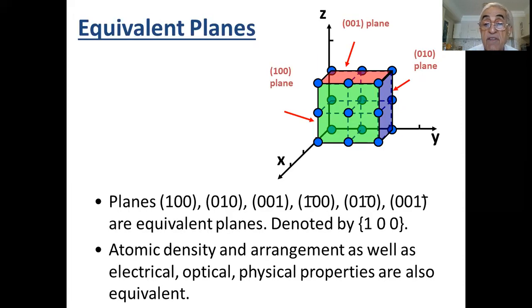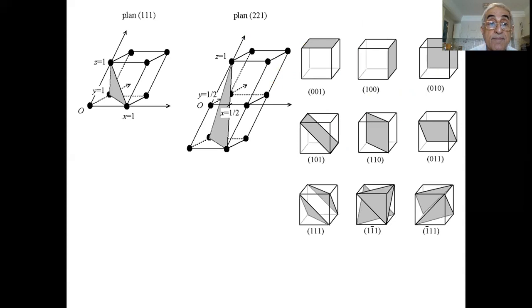Equivalent planes: in this figure, it can be seen a unit cell, a crystal structure on X, Y, and Z. Here plane 1, 0, 0, plane 0, 1, 0, and plane 0, 0, 1. So planes 1, 0, 0, 0, 1, 0, 0, 0, 1, 1 bar, 0, 0, 0, 1 bar, 0, 0, 0, 1 bar are equivalent planes, denoted by the big bracket 1, 0, 0. Atomic density and arrangements, as well as electrical, optical, and physical properties, are also equivalent.